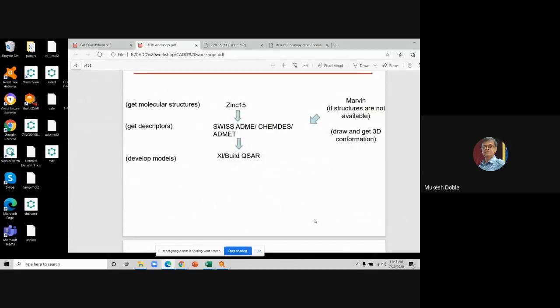Get molecular structures from ZINC. Then we use SwissADME or ChemDesk or ADMET or 3-ADMET to get descriptors. If I don't have the structures, yesterday I showed you Marvin. So we can draw the structure in Marvin. We can get the 3D conformations also, and then go ahead getting descriptors, and then you can develop the models either using Excel or build QSAR. There are many commercial softwares, and free softwares are also there, so we can use many of them. Here I'm only focusing on free softwares, and develop the models.